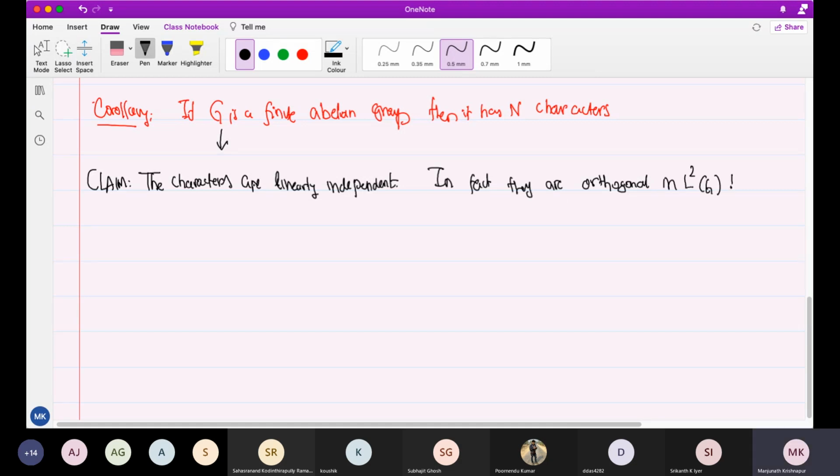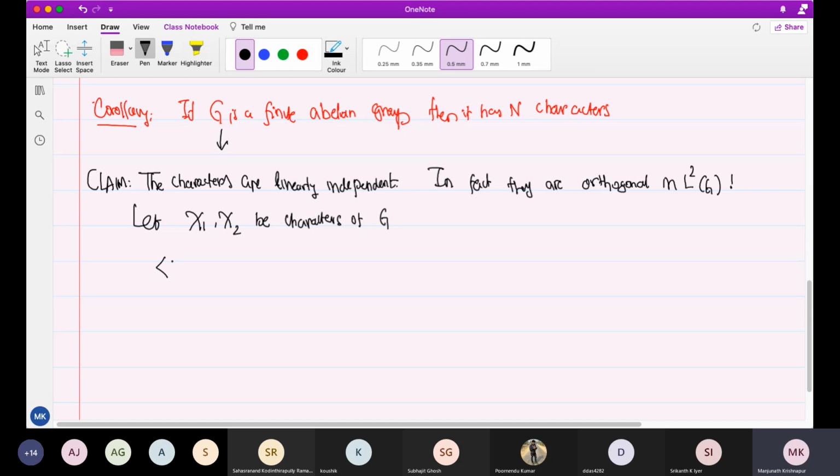Okay, so because they are orthogonal, they can't be linearly independent, unless one of them is zero, but none of them is zero. You will see in a moment. So let chi1, chi2 be characters of G. So take two characters of G.